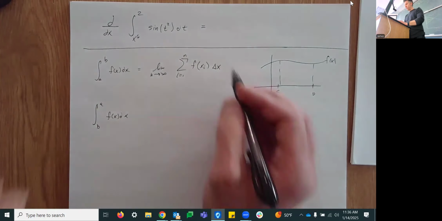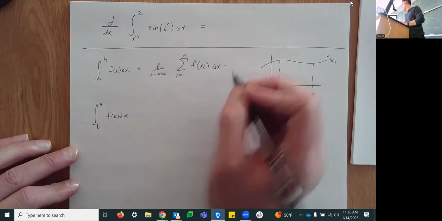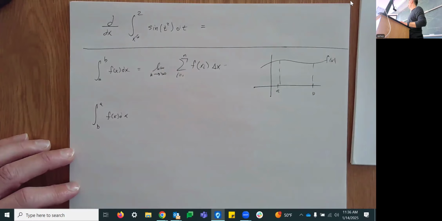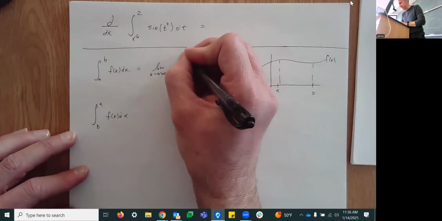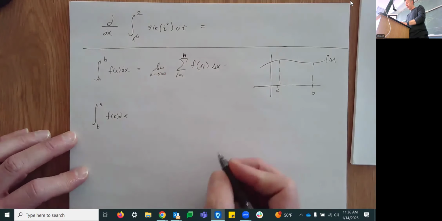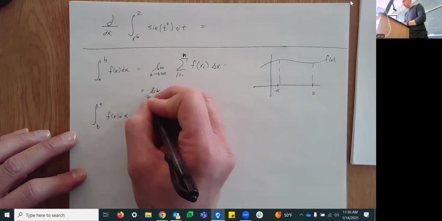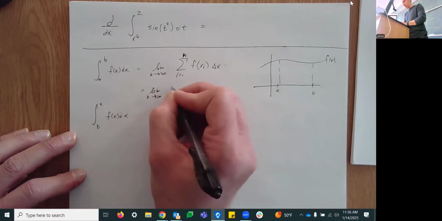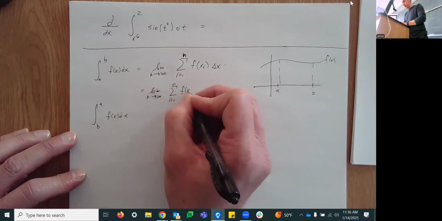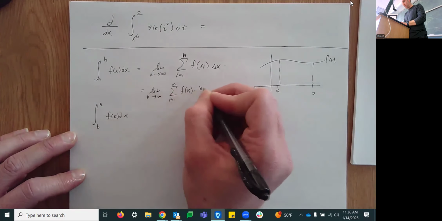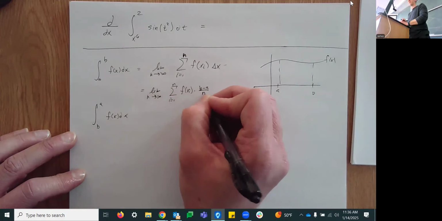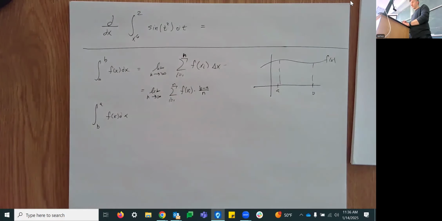So actually, I should have written one more step here. Apologies. That's an n. A fair question. I should have written one more thing here: the limit as n goes to infinity of the sum from i equals 1 to n of f of x sub i times b minus a over n. Right? Our delta x is b minus a over n.